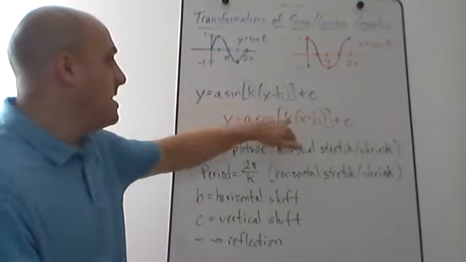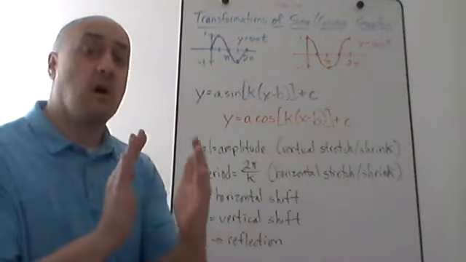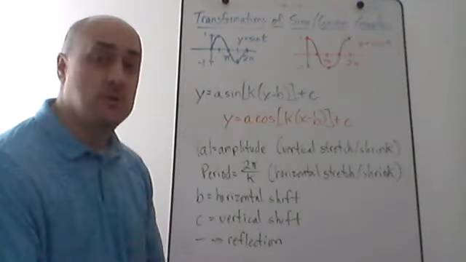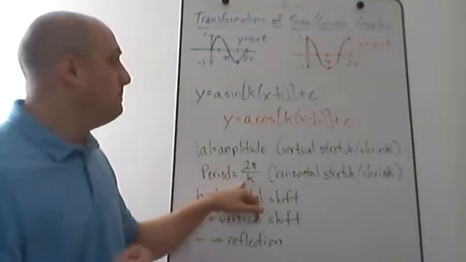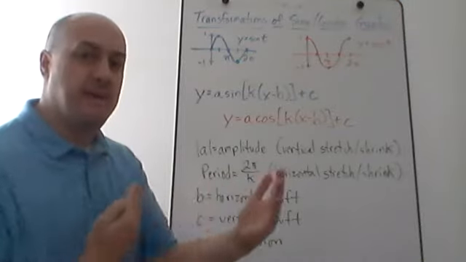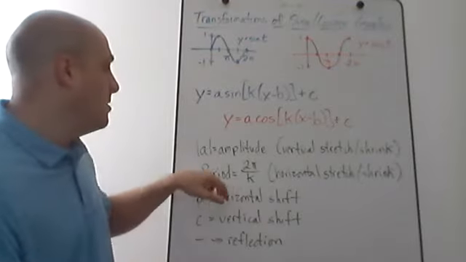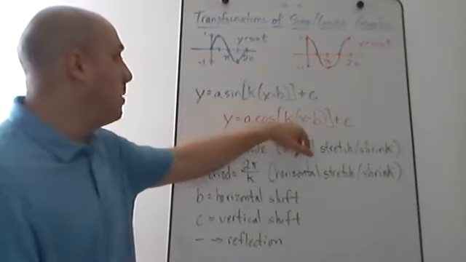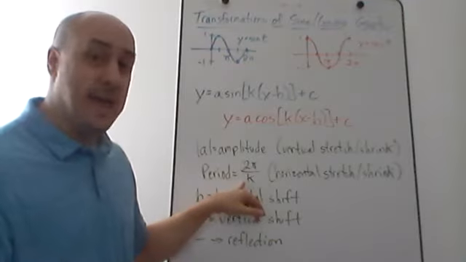The number multiplying the x inside the parent function, that's going to affect, just like with other functions, our horizontal stretch or shrink. Now, for the trig function, since sine and cosine are periodic, that k value itself is not the value of the horizontal stretch or shrink, but it helps us determine the period of the graph. So the normal period for sine and cosine, remember, is 2 pi. Well, if I have a number multiplying the x, that k value there, the period is going to be 2 pi divided by that k.